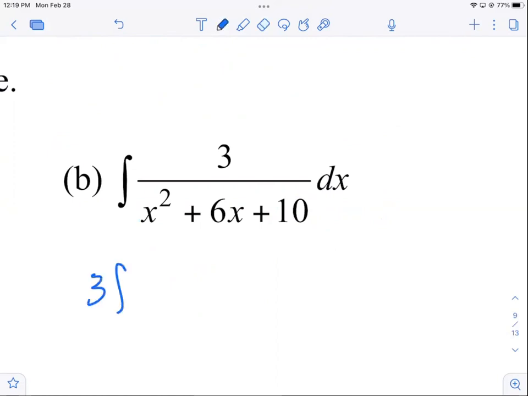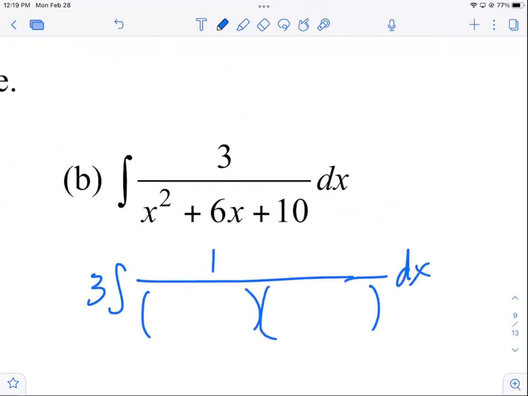Well, let's see. 3, you go out front. Okay. And let's see. This one's not a perfect square trinomial. So here we go. Factors of 10 that add up to 6. 5 and 1. No. 10 and 1. No. 20 and a half. No. 3 and 3 and 4. No, it's not looking good. It's not looking good. This one does not factor.